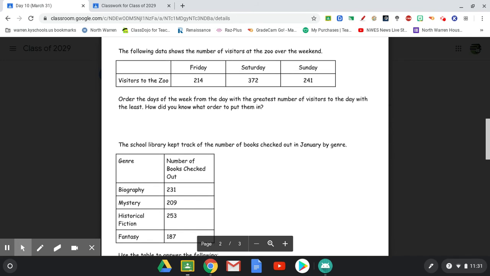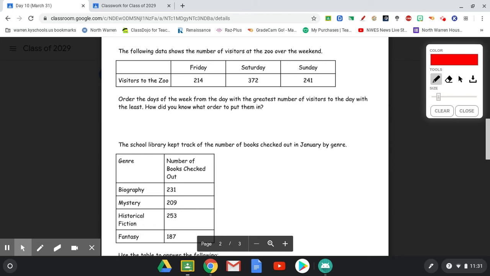So same chart, order the days of the week from the day with the greatest number of visitors to the day with the least. How did you know what order to put them in? All right, so we are going to order these days of the week. We want to start with the day that has the greatest number of visitors to the day with the least. So we are going to be writing the days of the week and putting them in order. So which day has the greatest number of visitors? That's going to be Saturday. So I would order by putting Saturday first.